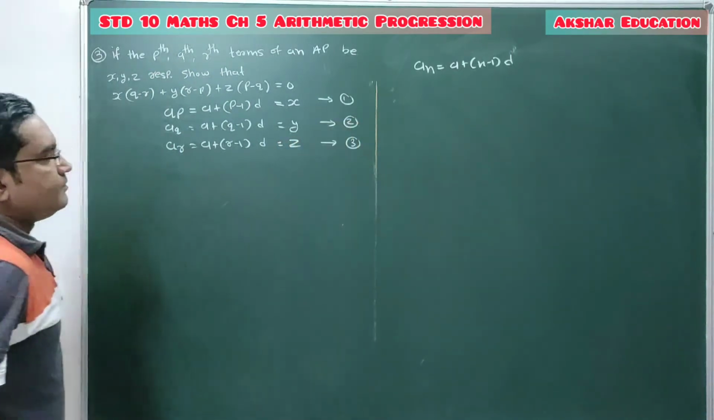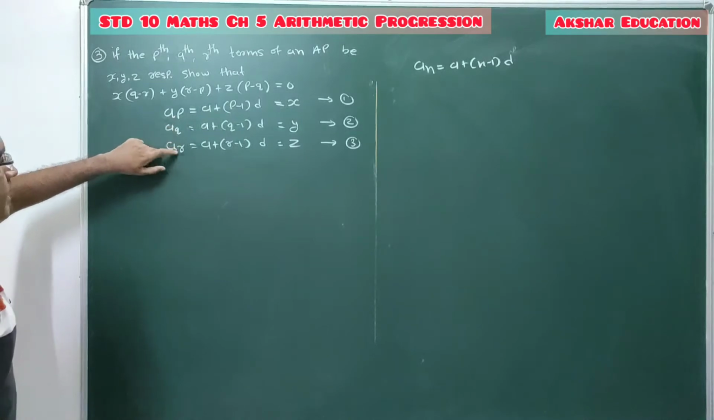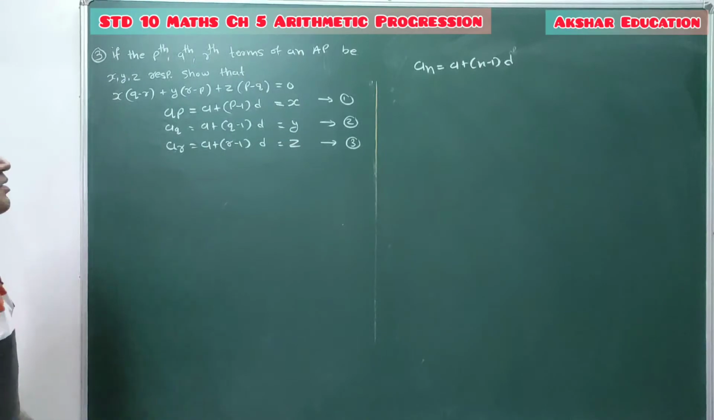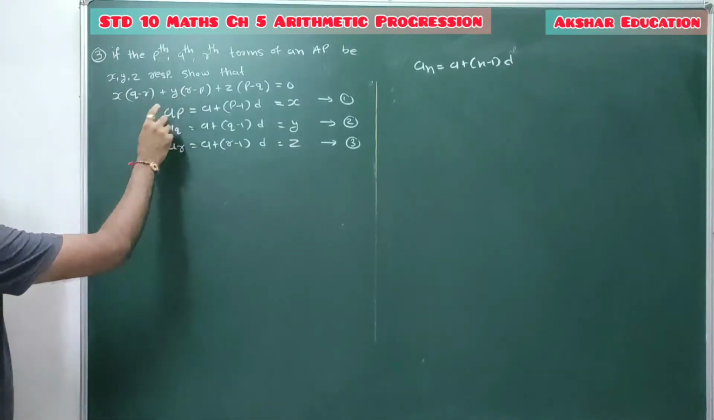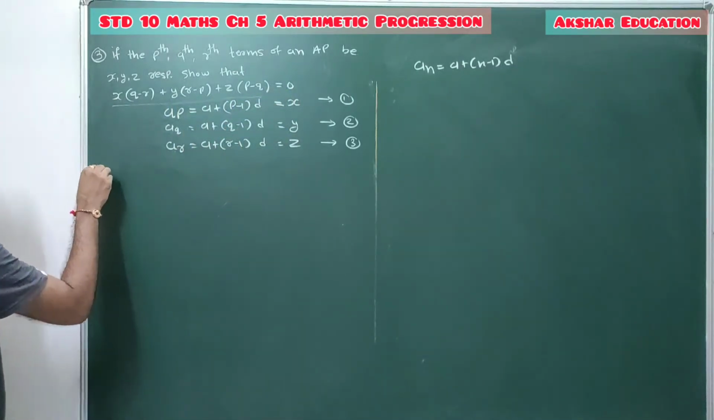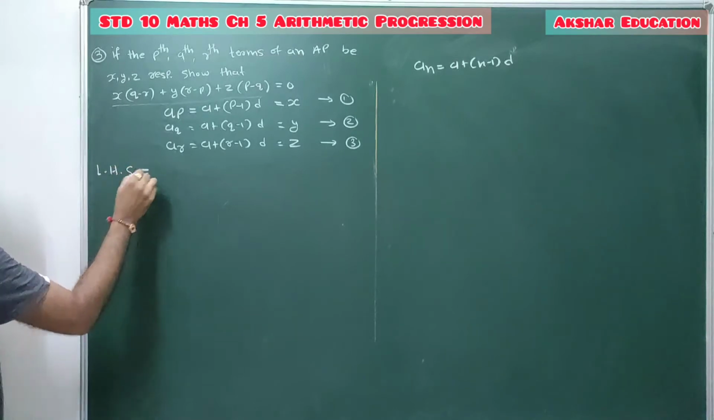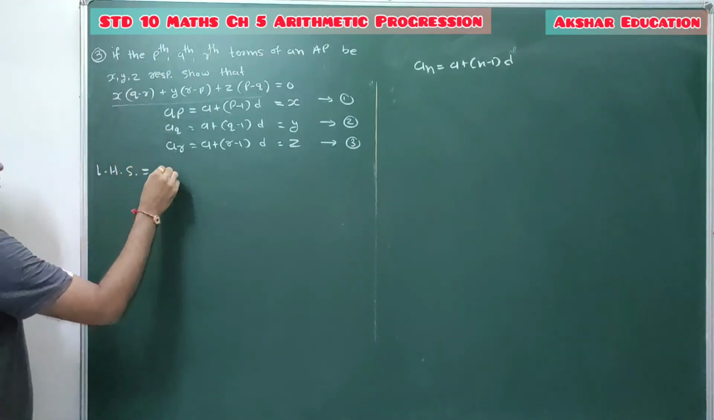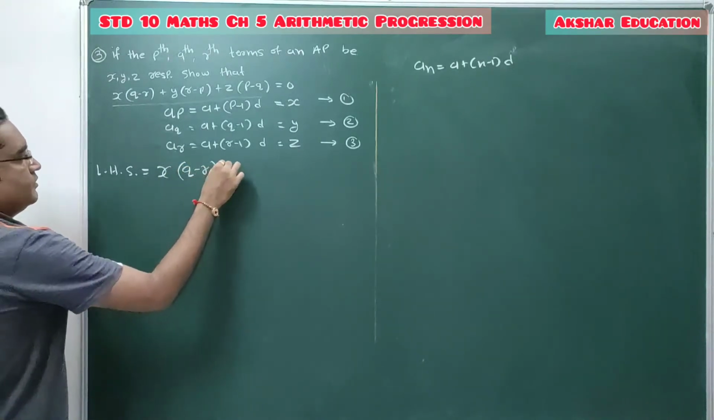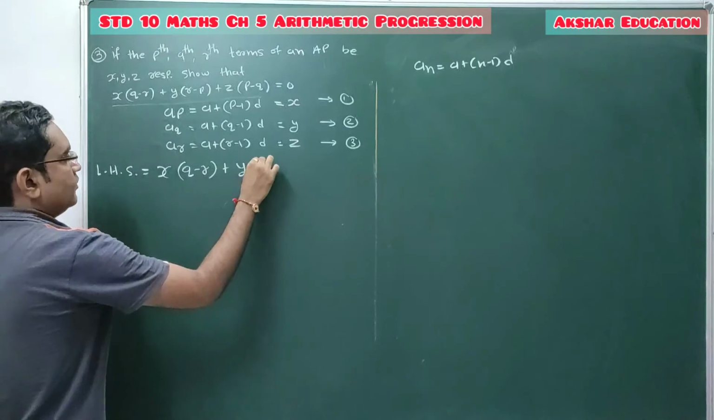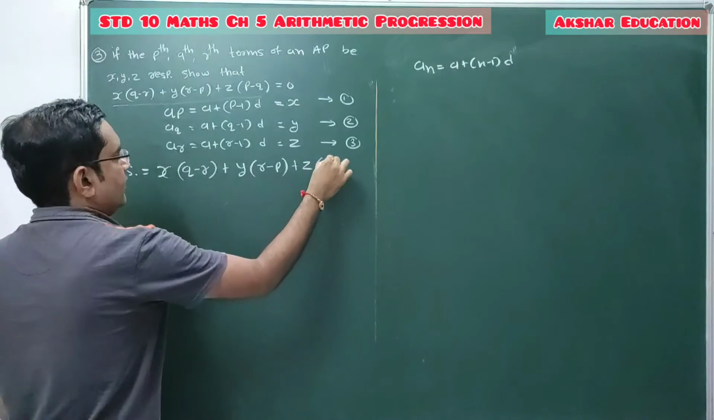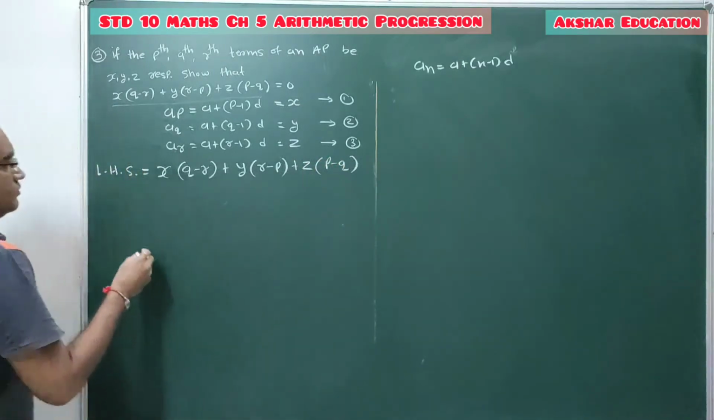Result 3. This is given: the pth term, qth term and rth term of an AP are x, y and z respectively. By using this data, you have to prove that the value of this expression is 0. So now we will start simplification from the given left hand side of this expression, which is x into (q minus r) plus y into (r minus p) plus z into (p minus q).